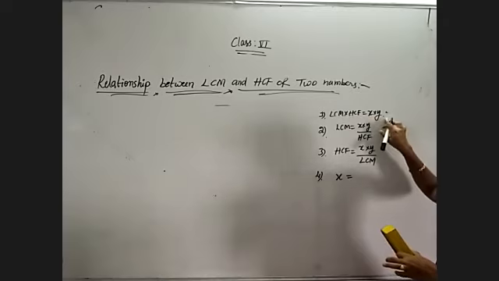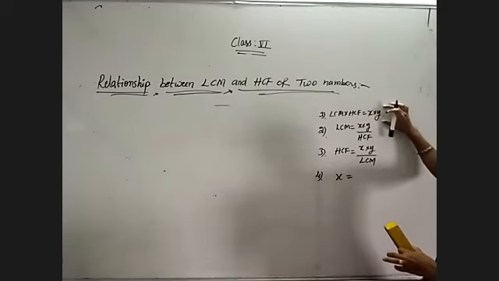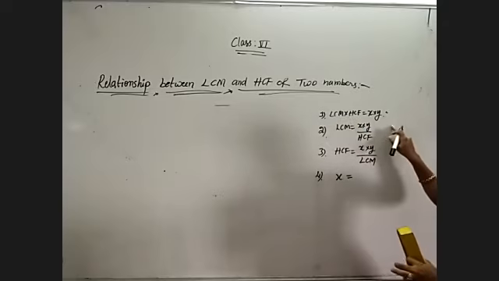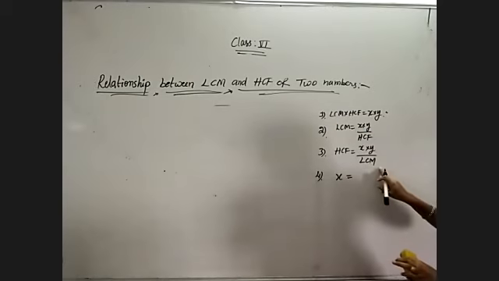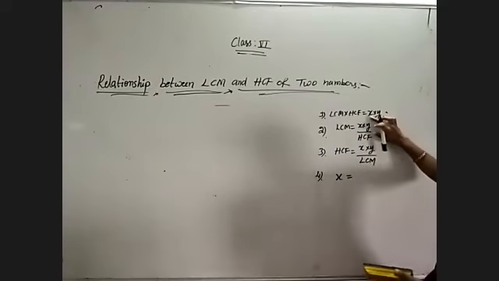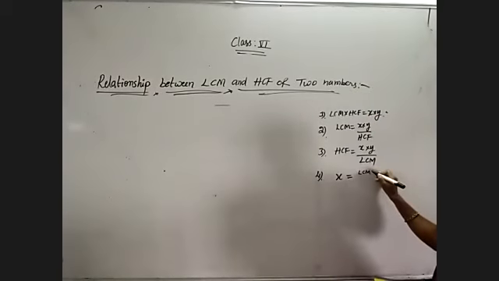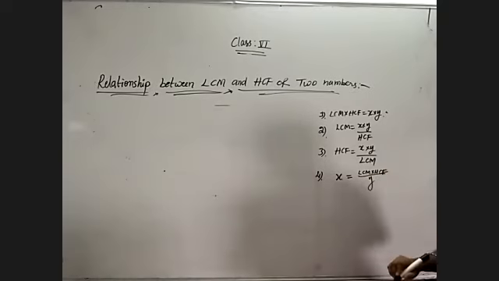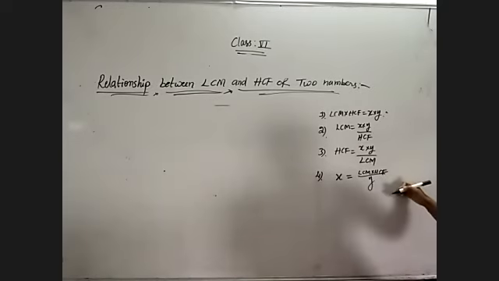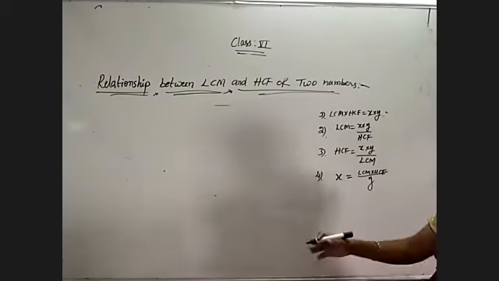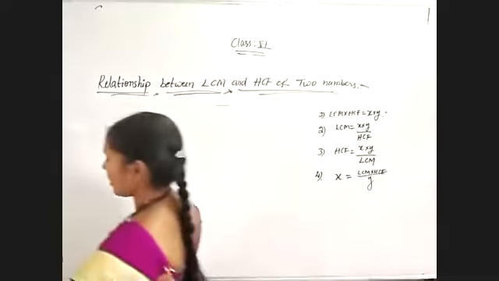HCF is equal to product of these two numbers by LCM, because here we have multiplication, so by bringing this side it will become division. Now I want to find out x value, that means this number I need to bring this side, that is LCM into HCF by y. Understood? So these are the four main formulas we need to do the problems, whatever is given.